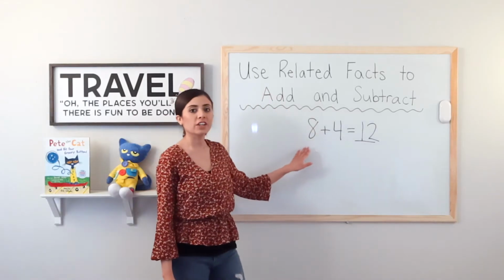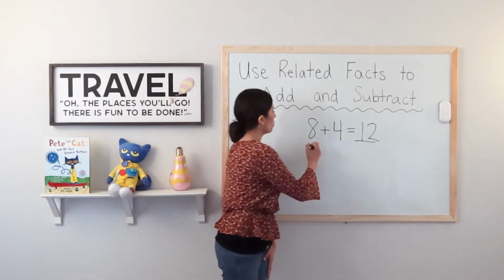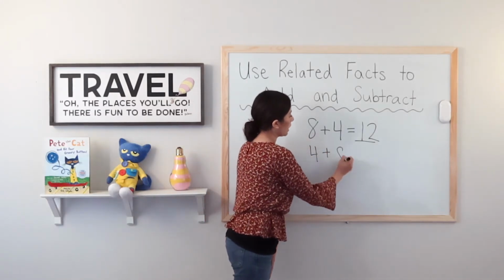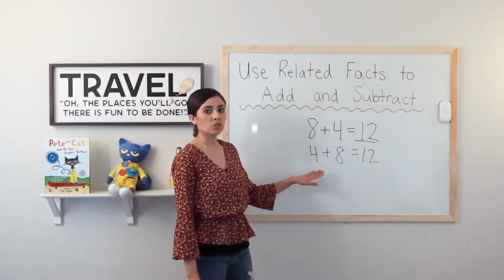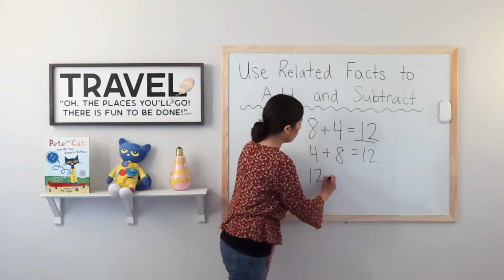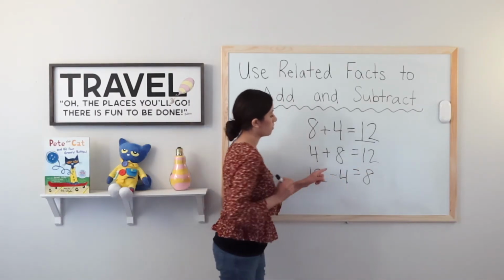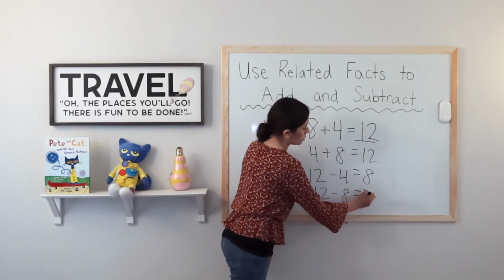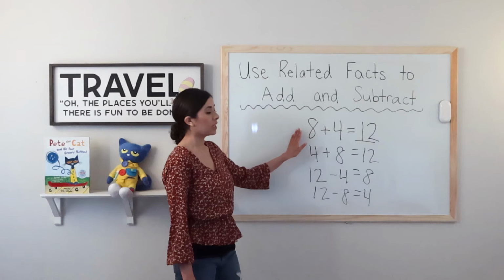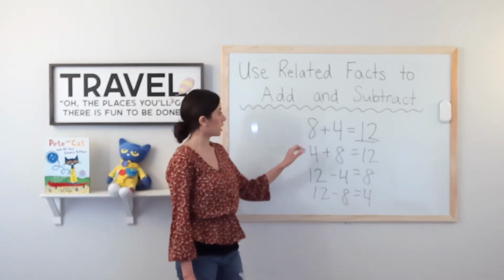12. Very good. Now that I know 8 plus 4 equals 12, I know 4 plus 8 equals 12. I also know 12 minus 4 equals 8. And 12 minus 8 equals 4. Once again, I used the same 3 numbers. They are related facts, okay?